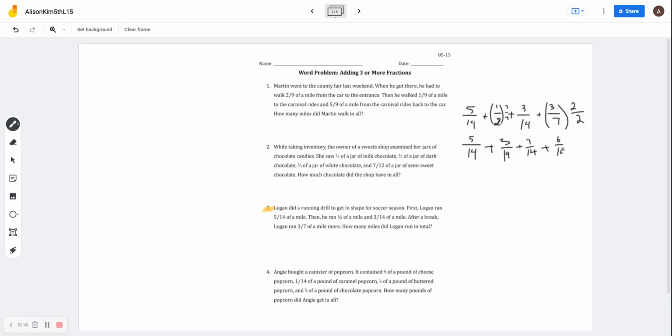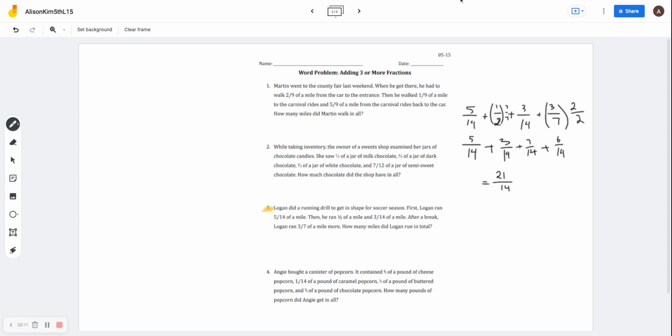And now we see that all the fractions have 14 as their denominator. So our sum will have a denominator of 14. Now we just need to worry about the numerators. So we're just going to add across. 5 plus 3 is 8. 8 plus 7 is 15. 15 plus 6 is 21. So our answer would be 21/14.